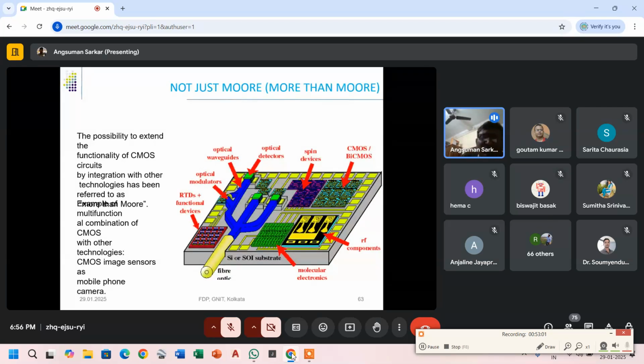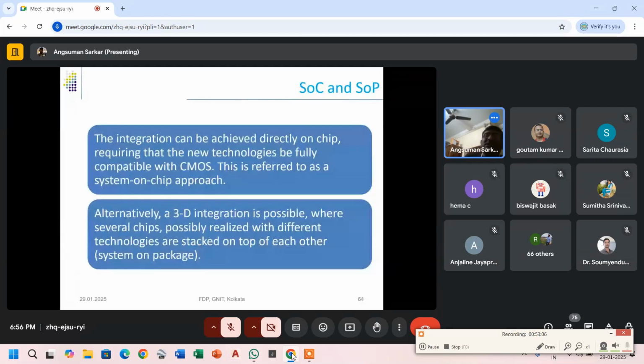From this more than Moore concept, the concept called SoC or system on chip evolved. Here two terms come, SoC and SOP. If everything is combined in a single chip, that is called an SoC. And if several SoCs are stacked together on top of one another, it is called system on package. System on package is still not realized, it is still in the research stage. But SoC has been realized commonly.